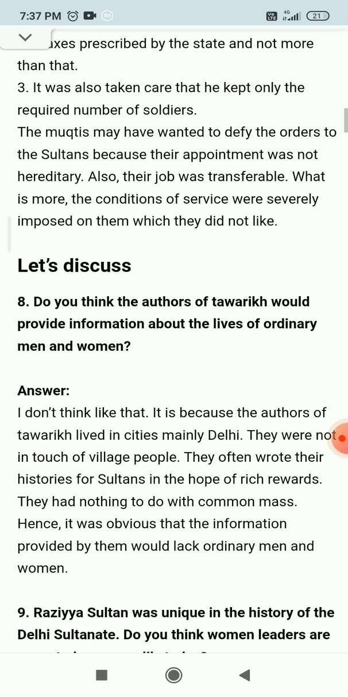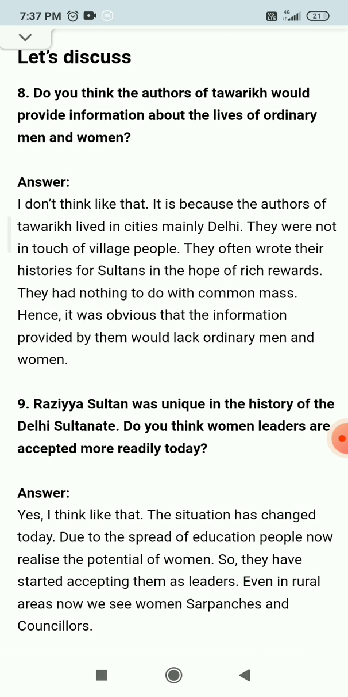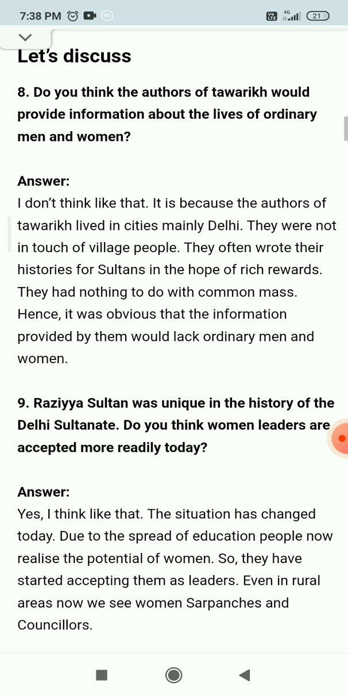Let's discuss. Do you think the authors of Tawarikh would provide information about the lives of ordinary men and women? I don't think so. It is because the authors of Tawarikh lived in cities, mainly Delhi. They were not in touch with village people. They often wrote their stories for sultans in the hope of rich rewards. They had nothing to do with the common masses, hence it was obvious that the information provided by them would lack details about ordinary men and women.